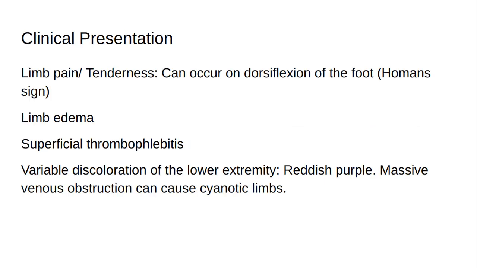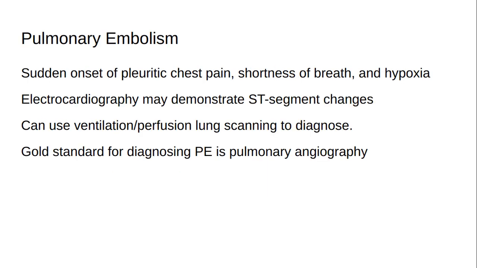Limb pain or tenderness, this can occur on dorsiflexion of the foot called the Homans' sign. Limb edema. Superficial thrombophlebitis is characterized by the finding of a palpable, indurated, cord-like, tender, subcutaneous venous segment. Variable discoloration of the lower extremity, reddish-purple. Massive venous obstruction can cause cyanotic limbs. If a patient develops pulmonary embolism as a complication, they can present with sudden onset of pleuritic chest pain, shortness of breath, and hypoxia.